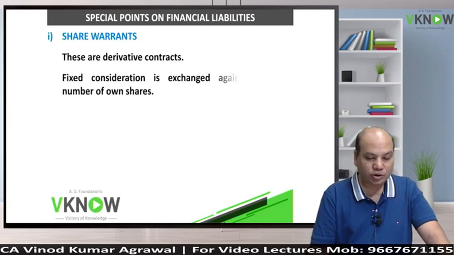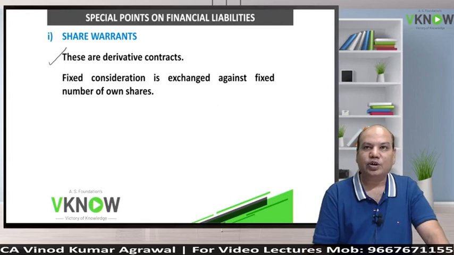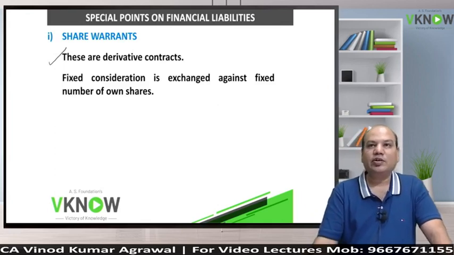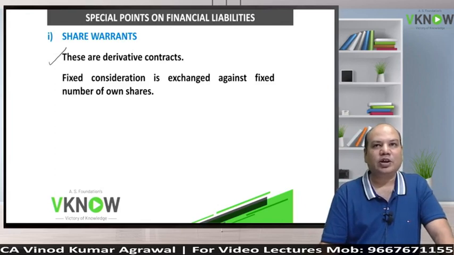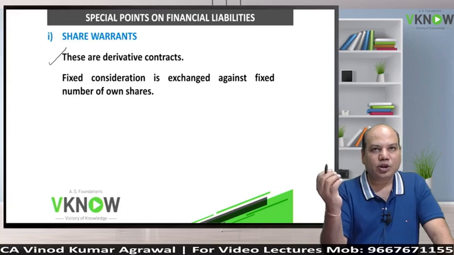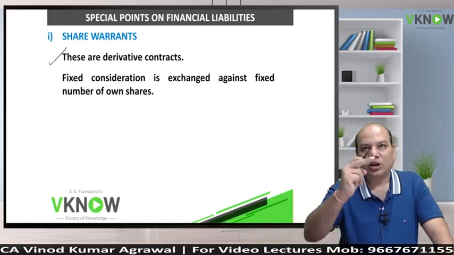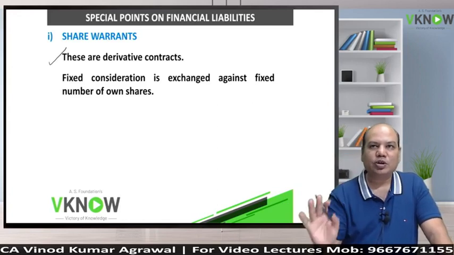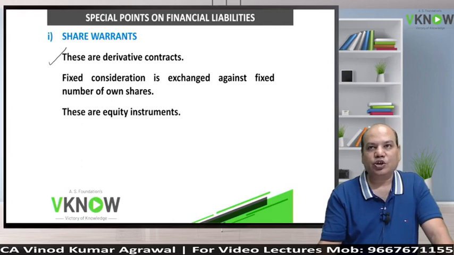What about share warrants? Share warrants will be treated as a derivative equity instrument. Why derivative? Because they are settled at a future date. Less investment is involved. You have to pay a very small amount and your company will issue a warrant to you, which after a certain time you can convert into a fixed number of equity shares. So they are derivative equity instruments.